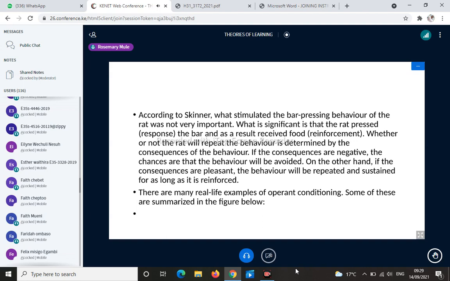But we are saying that the rat makes a deliberate move of pressing the bar, and immediately it presses that bar, food pellets are dropping out, and therefore it comes to learn that whenever I press this bar, I'll get food. So that is the main issue here. It's a deliberate movement which produces consistent behavior.